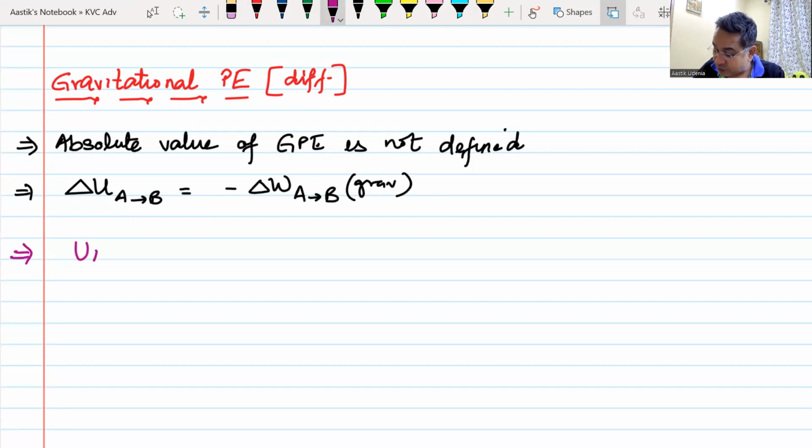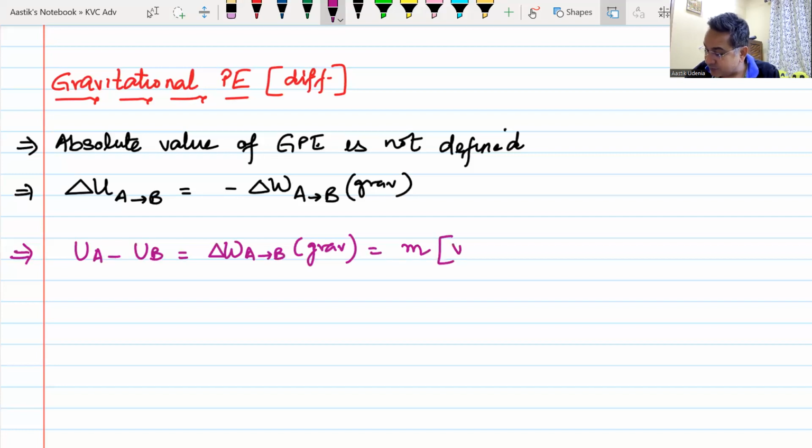So you can write UA minus UB will be equal to work done by gravity from A to B. Do you remember how I've written this? And I told you to remember this, yes or no? That will be equal to m times Va minus Vb. So this is the relation between the three quantities.